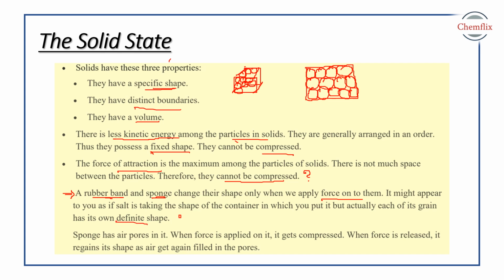A sponge has air pores in it. You know sponge, right? It has air pores in it. When force is applied on it, it gets compressed. When force is released, it regains its shape as air gets filled again in the pores. Okay, so these are typical examples: rubber band, sponge, etc.